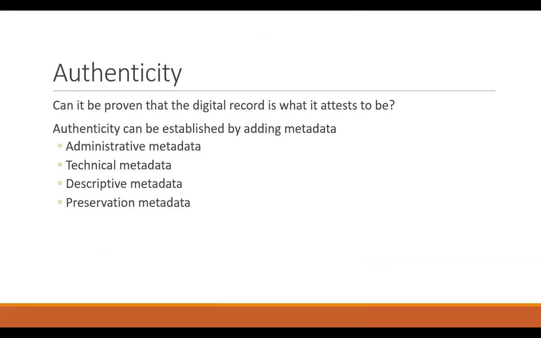So the first one is authenticity. Can we prove that the digital record is what it attests to be? Authenticity can be established by adding metadata. And this includes the administrative metadata, technical metadata, descriptive metadata, and preservation metadata that we discussed earlier.